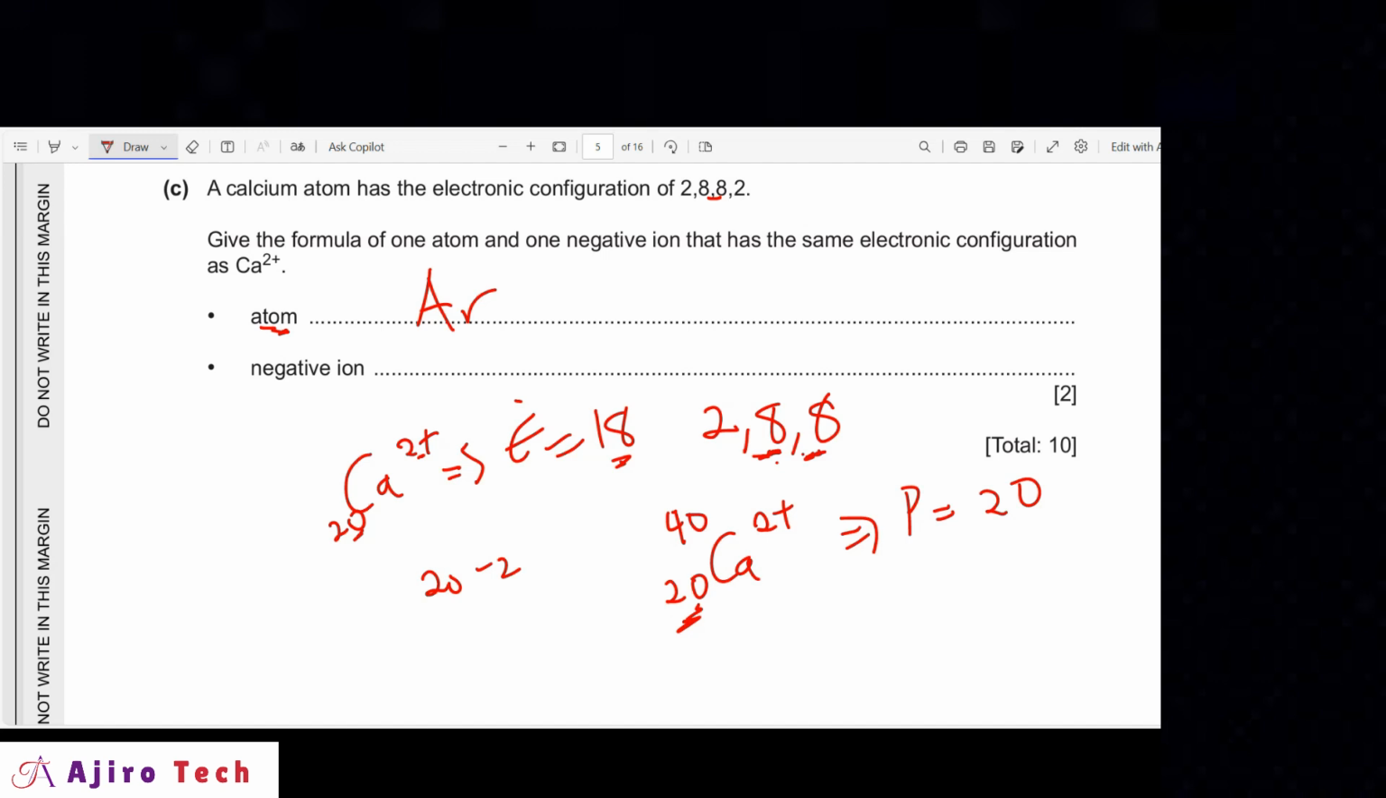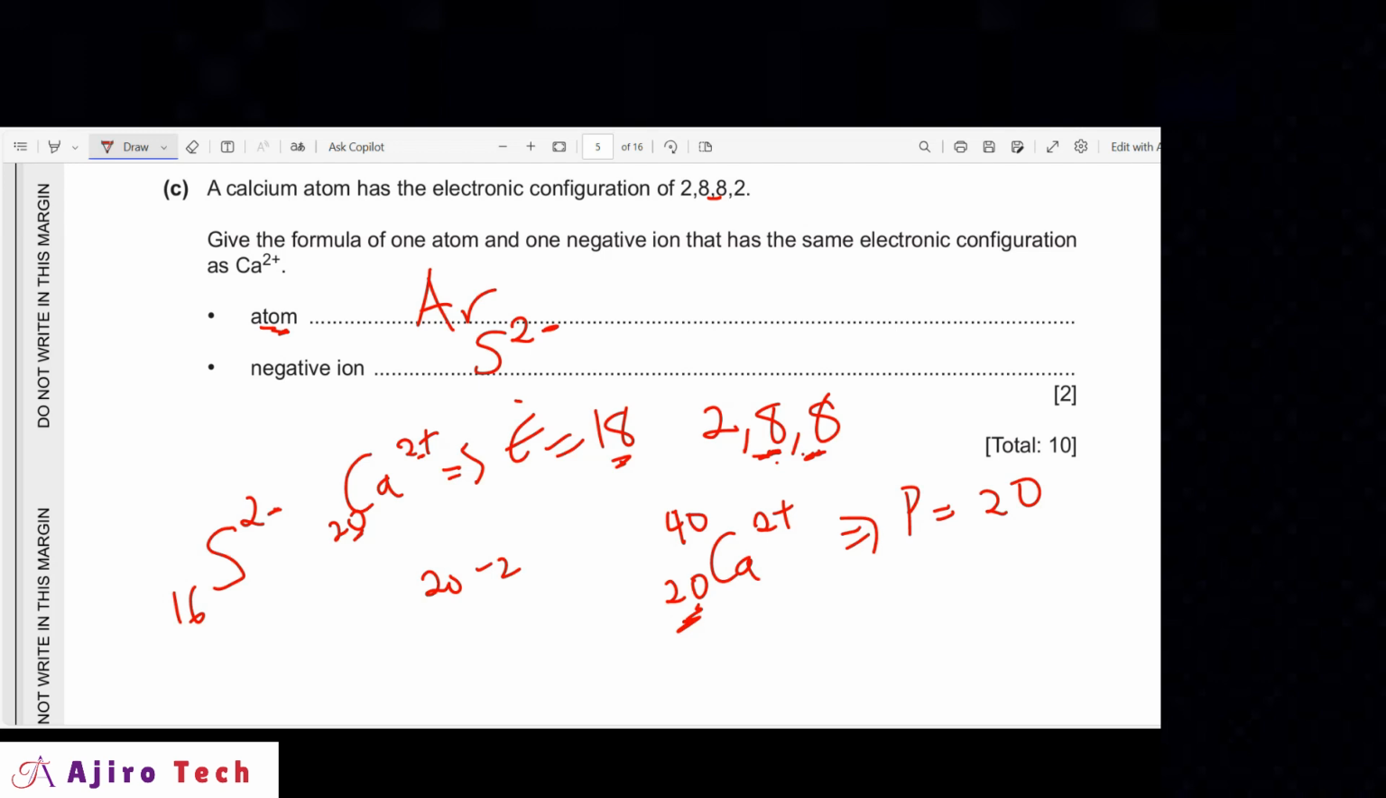So for us to have 18 electrons, we have several options. You could use sulfur. Sulfur is 16. So we could have S2 minus as your answer here, because it would eventually give you 18, since it is 16, receiving 2 electrons makes it 16 plus 2. That's 18. So you could have sulfur 2 minus.